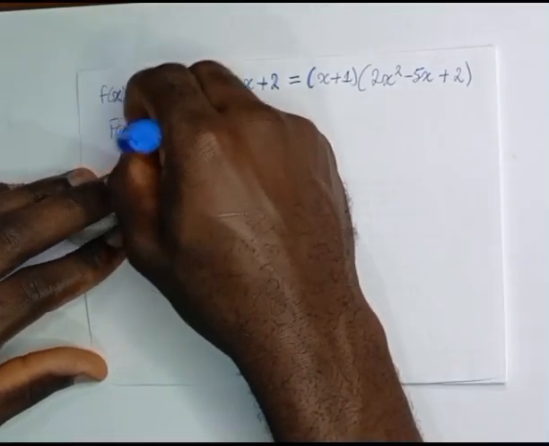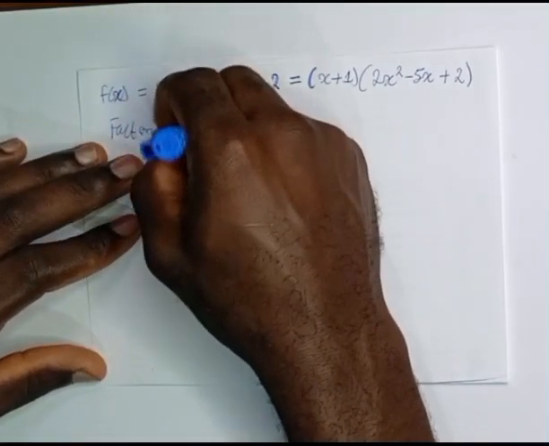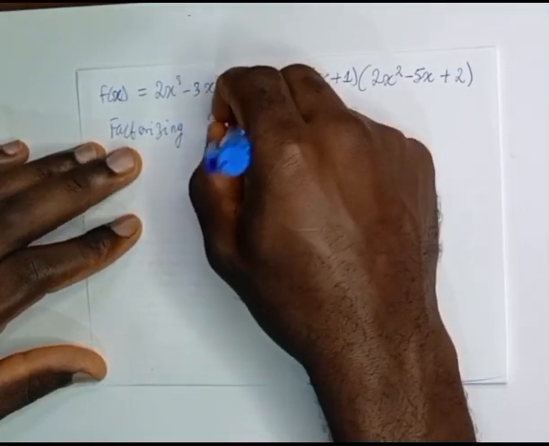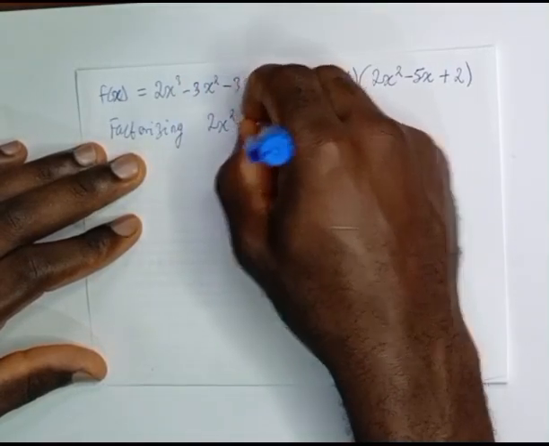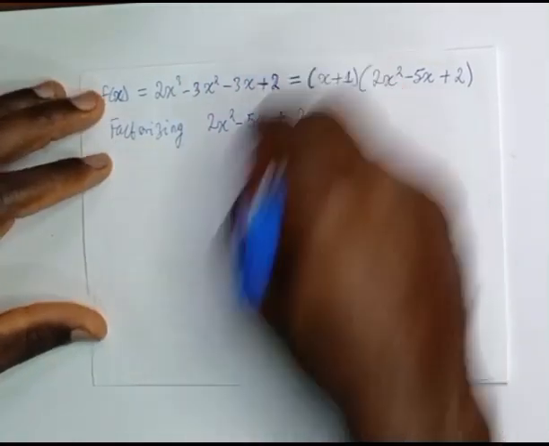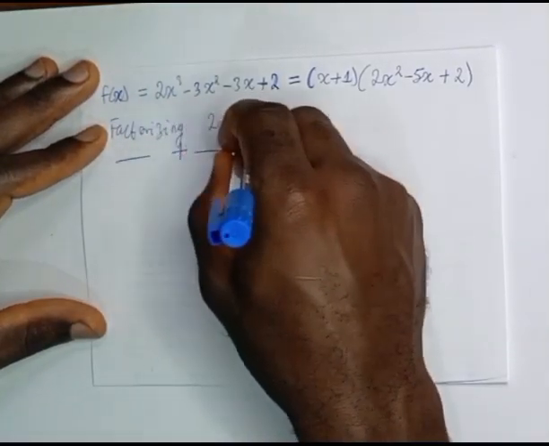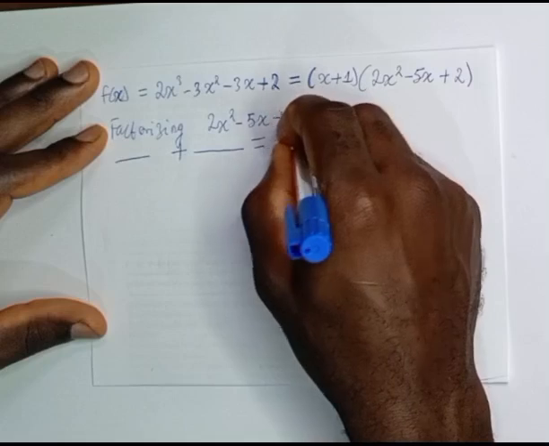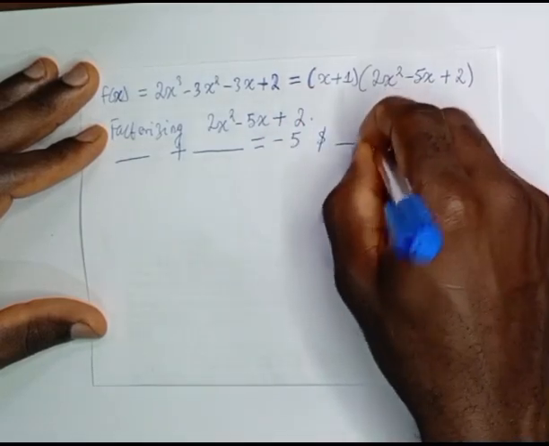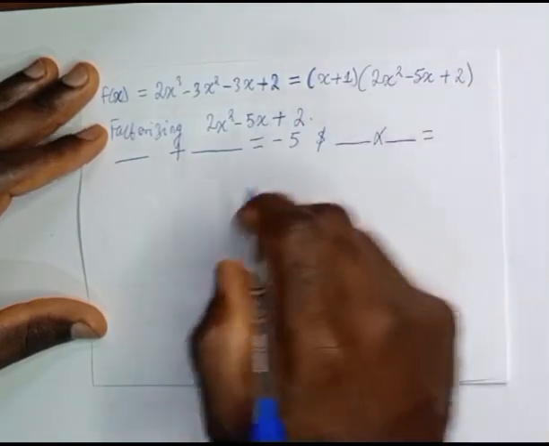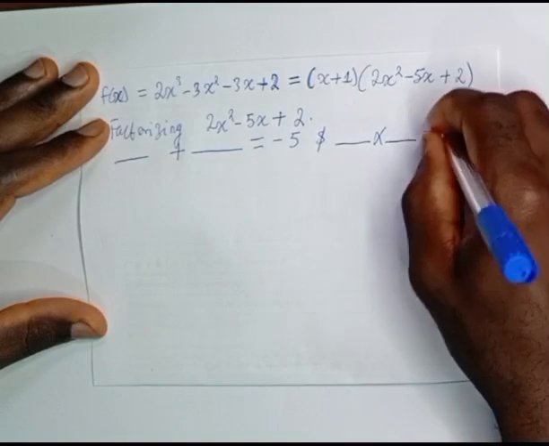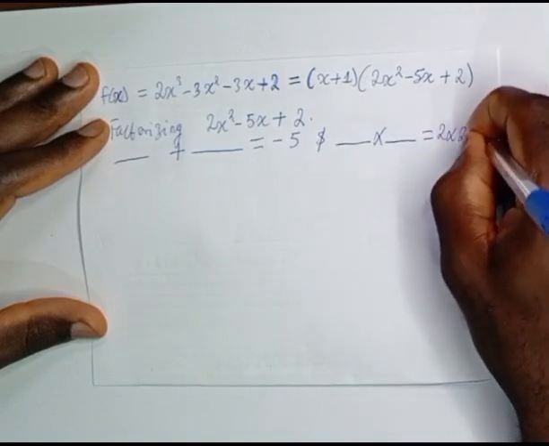Factorizing 2x squared minus 5x plus 2. First, we need two numbers whose sum is equal to negative 5 and whose product is equal to 2 times 2, which is 4.